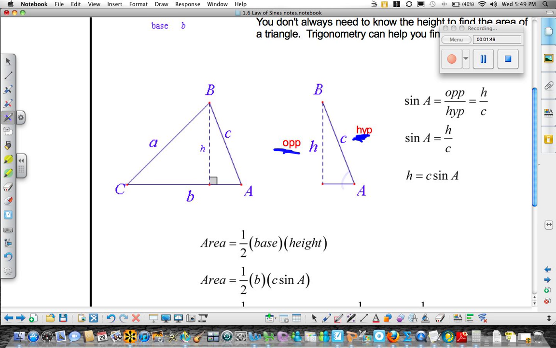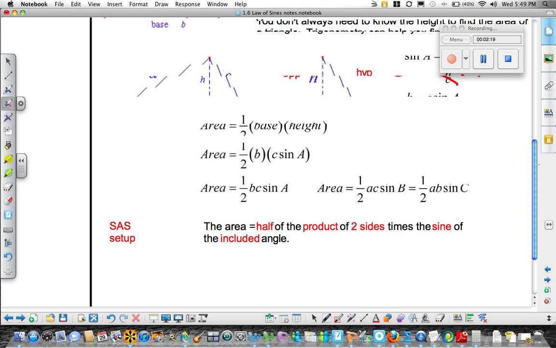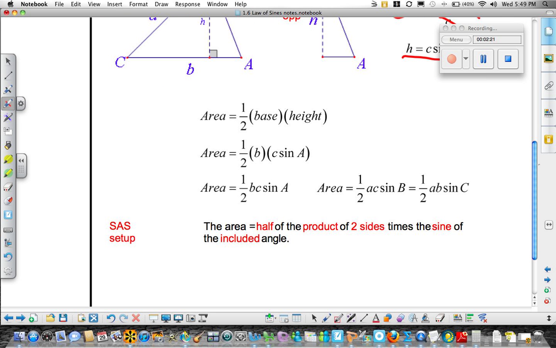So we can use our trigonometry here. We can say that the sine of angle A is equal to the opposite over the hypotenuse, or h over c. If the sine of A is equal to h over c, I can solve for the height by multiplying both sides by c. c over c is 1, so I get that the height is equal to c times the sine of A. Now we're going to plug that into our area formula. Area is 1/2 base times height, but now I have an expression for the height: c times the sine of A. Simplifying gives us the formula that the area of a triangle is equal to 1/2 bc times sine A.